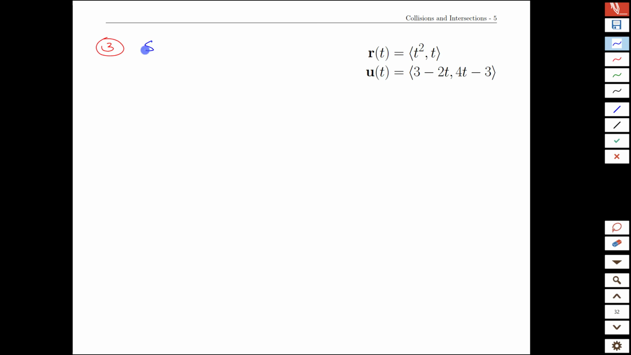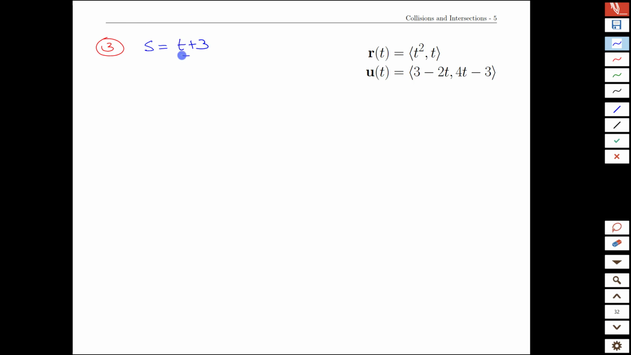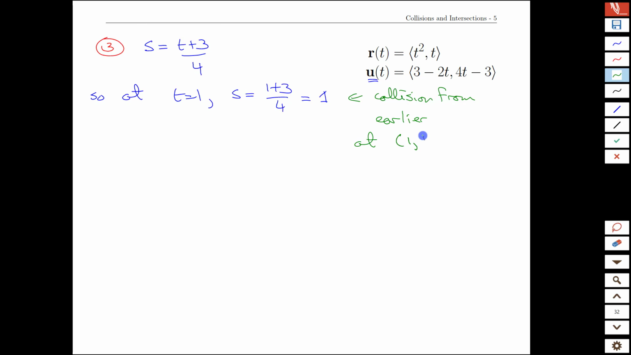In particular, let's go back here, we had s equals t plus 3 over 4. So at t equals 1, our s value, which is what time we're at in the u trajectory clock, we're going to be at 1 plus 3 over 4, much better known as 1. That was our collision from earlier. And that was at the point 1, 1.